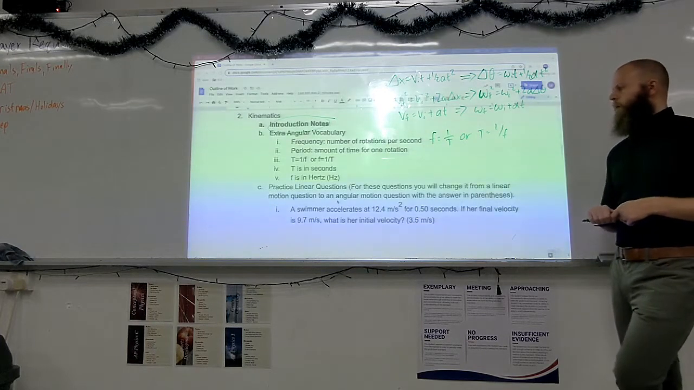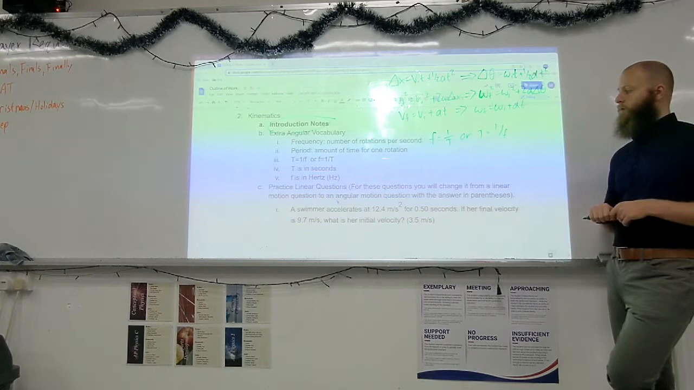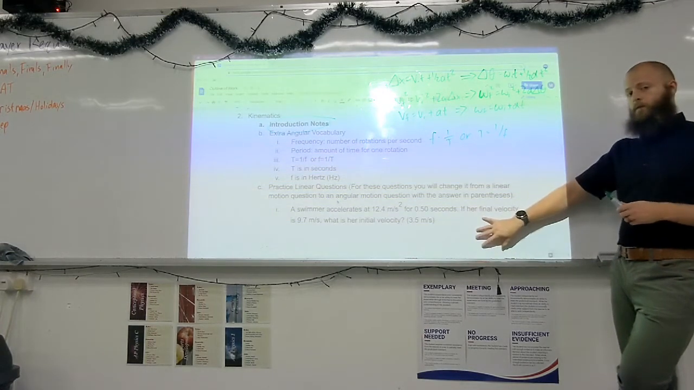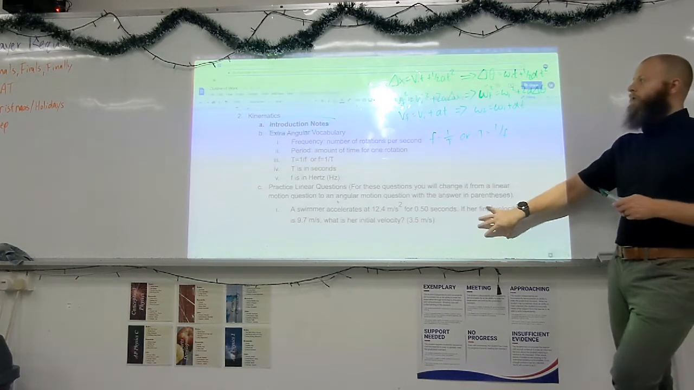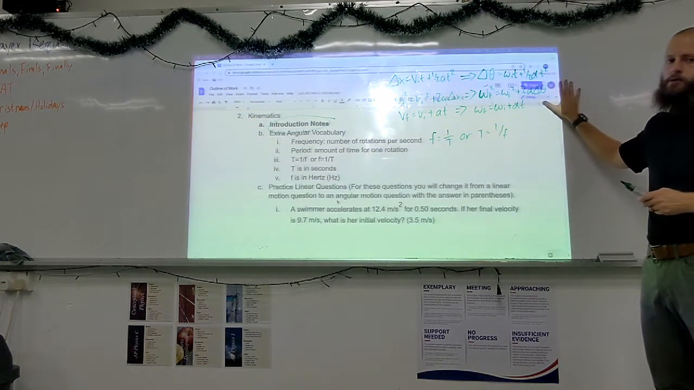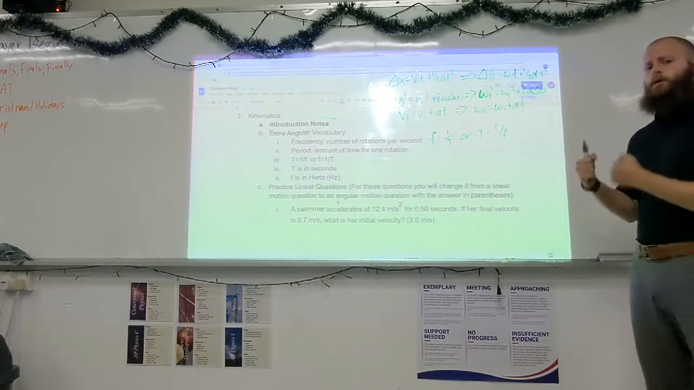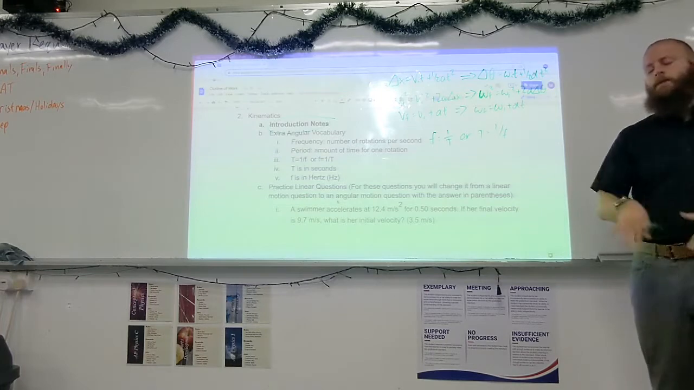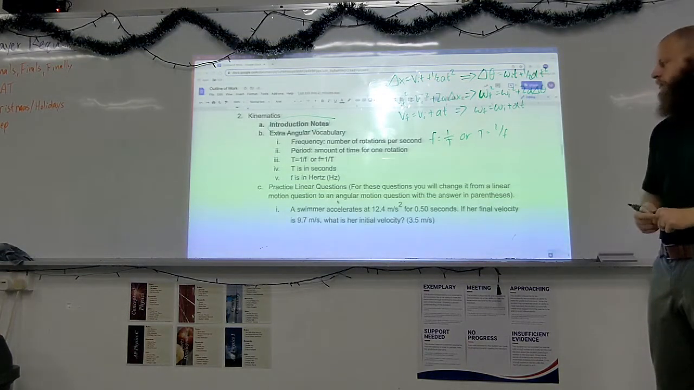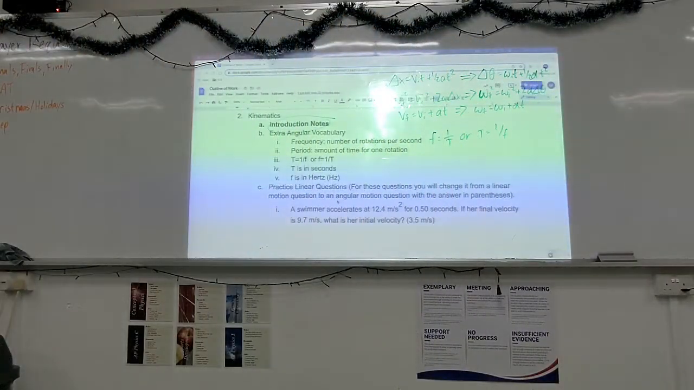Now we're going to do a practice question. We're going to take an old question that hopefully we could solve very easily, and change it into an angular question and solve it as an angular question. What we're really working on is transferring our old skills into a new situation, going from linear land to angular land. So let's go ahead and slow down so we can solve this question.